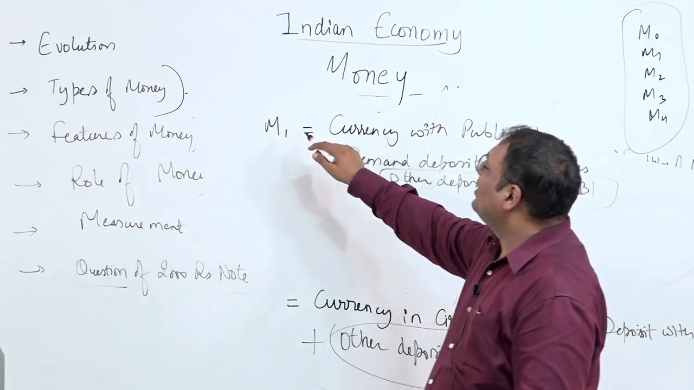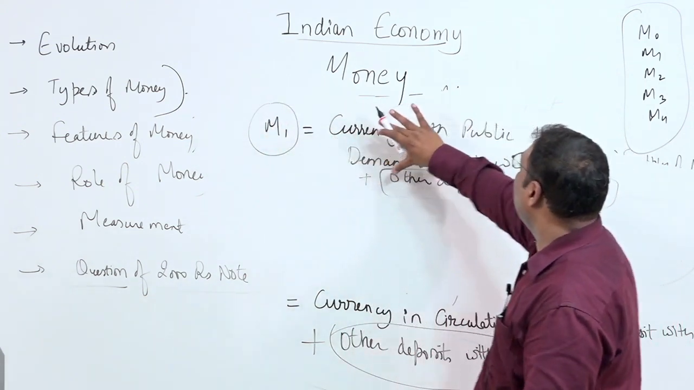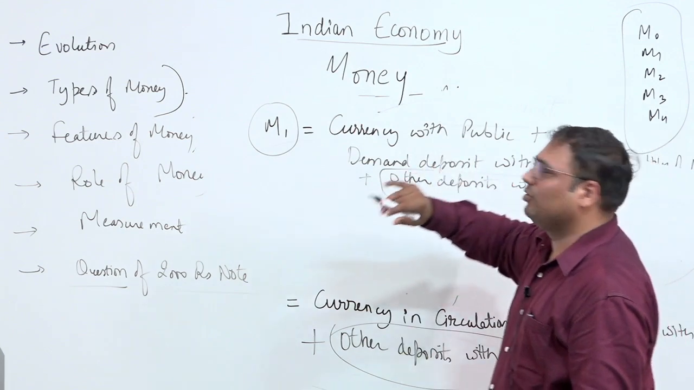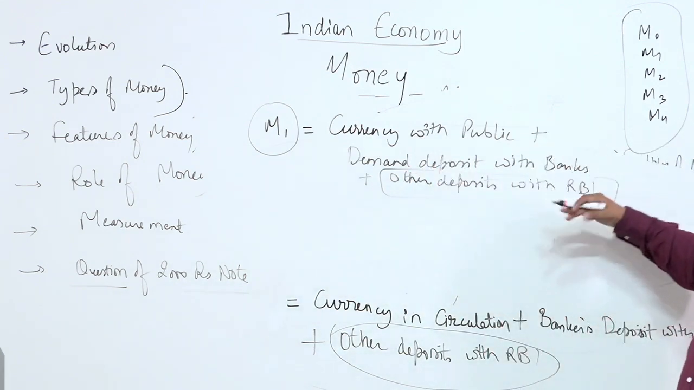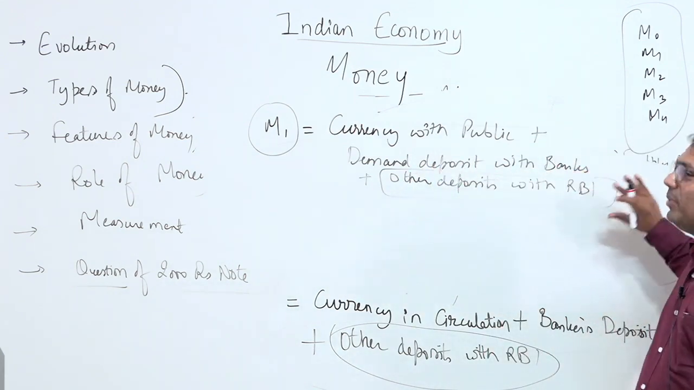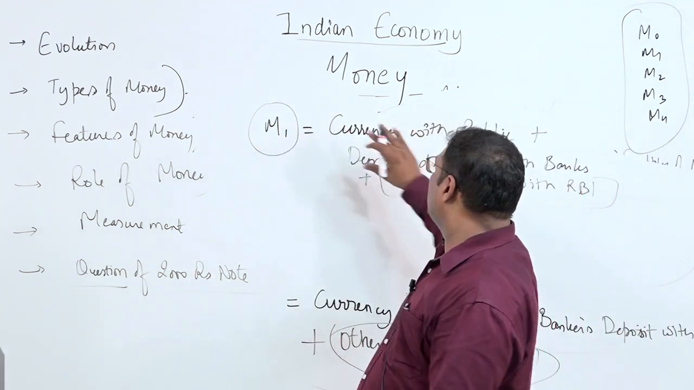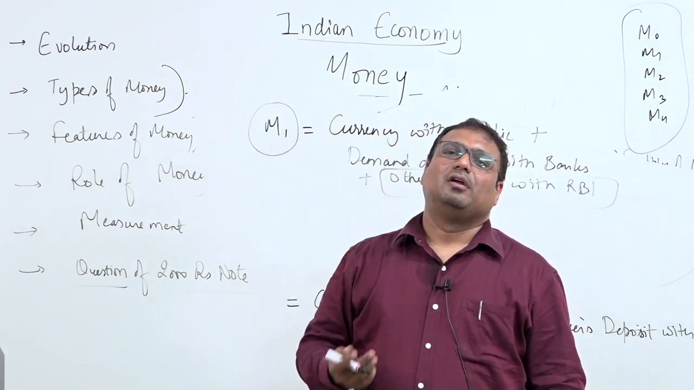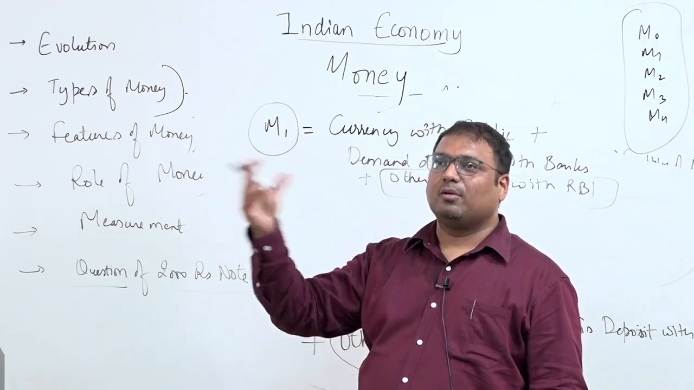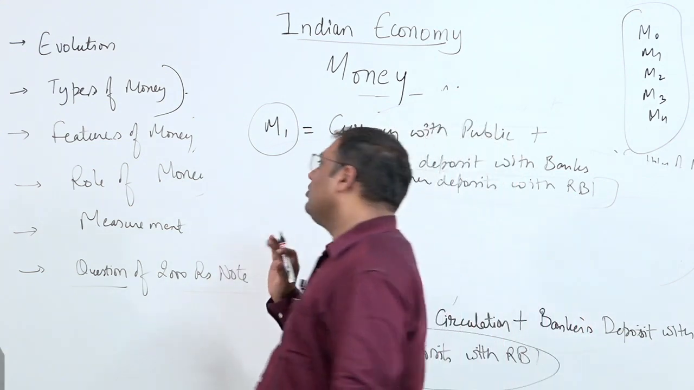And that is why M1 is narrow. Here we are looking at money which is available for transaction. This you can ignore. This is everywhere and this is basically to complete the equation. So focus on the other two, and you will understand what is M1. So M1 is narrow money, defined in terms of transactions, available for transaction.